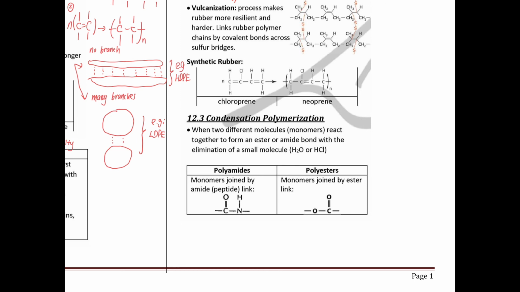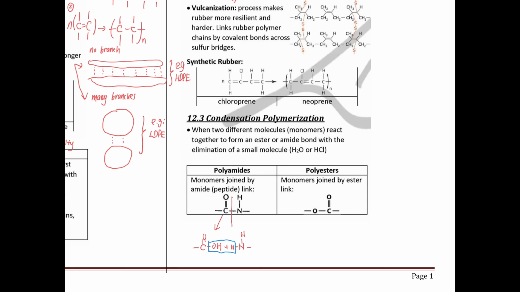A quick revision on how these bonds are formed. For example, a carboxylic acid reacts with an amine, the NH2. Then they can form amides by removing H2O.